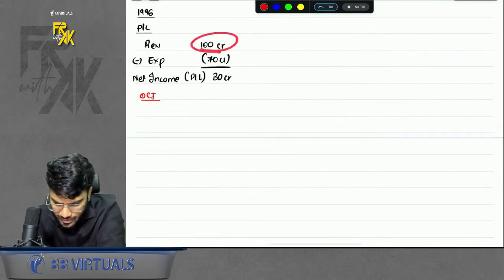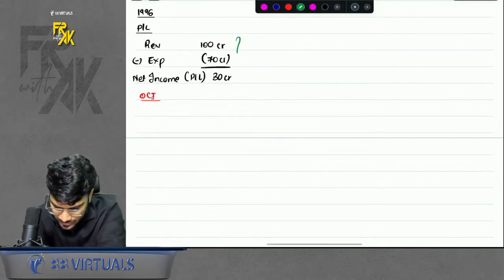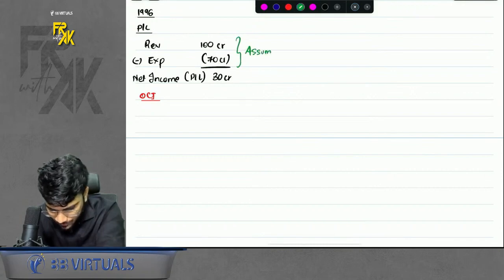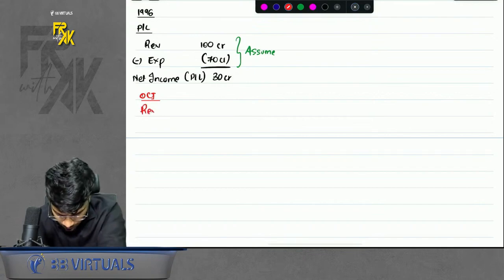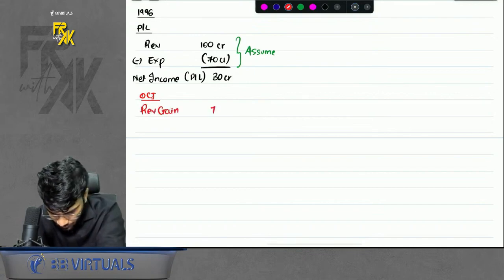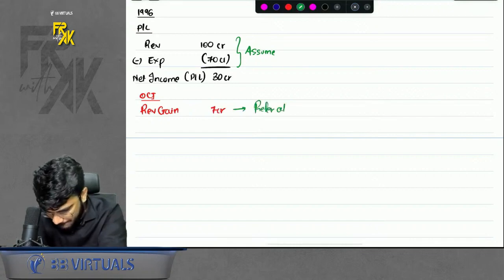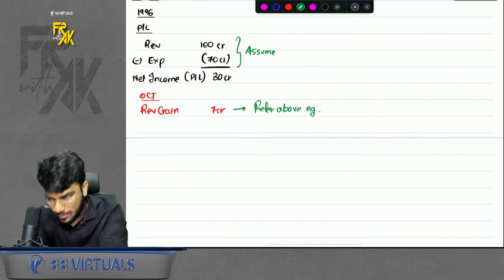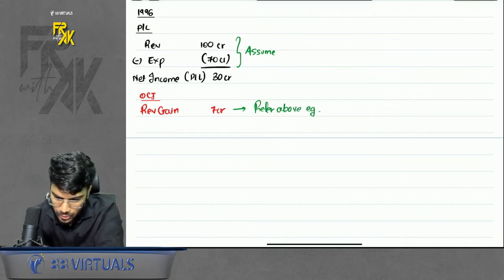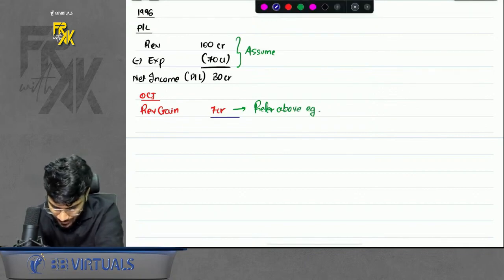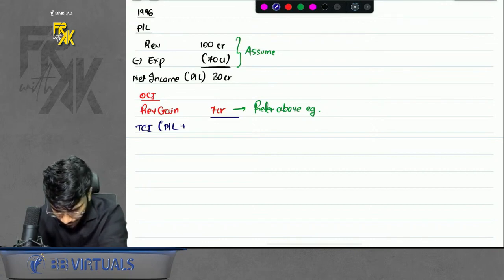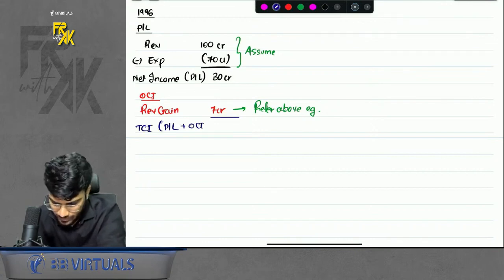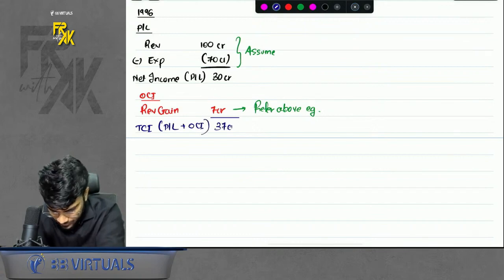Sir, from where did this 170 come from? Arey baba, these are assumed figures. Okay, only for OCI I'm linking with the above example. So we have a revaluation gain of 7 CR. From where did this come? Refer to the above example, right? So the total of this will be TCI. P&L plus OCI will give you TCI, 37 CR.